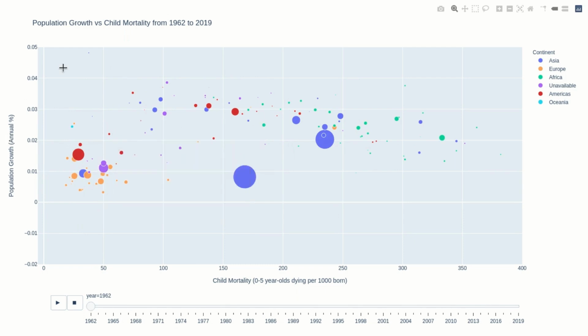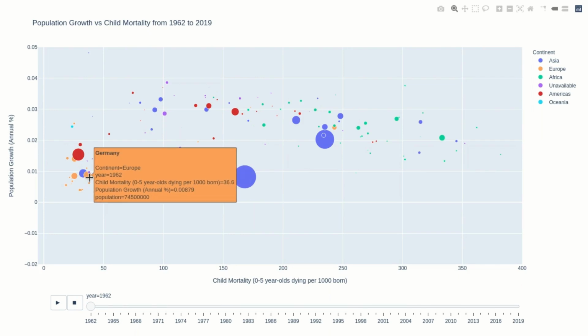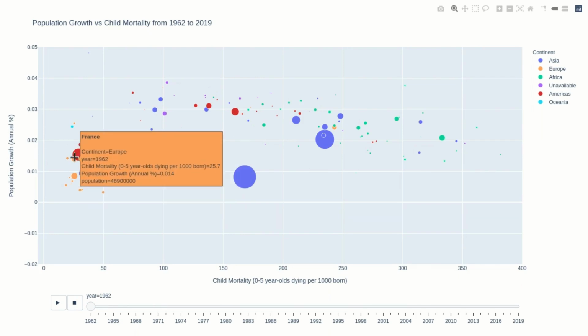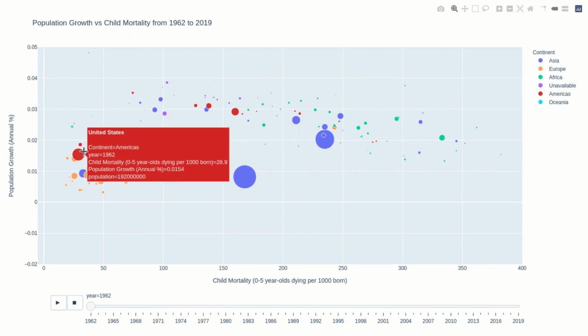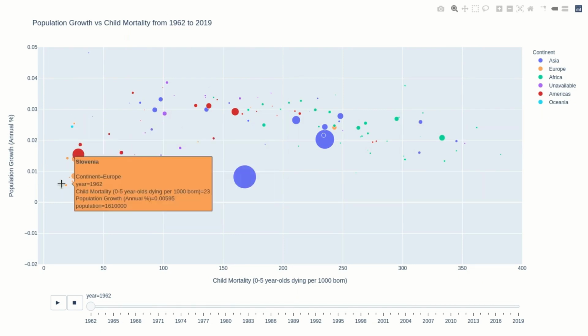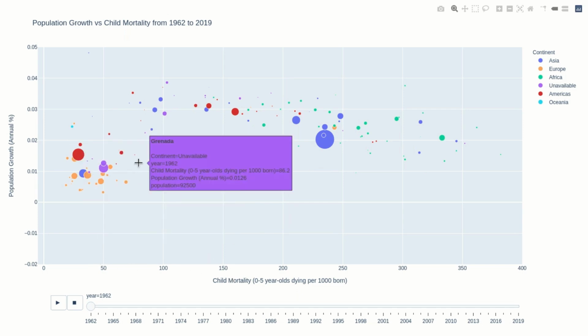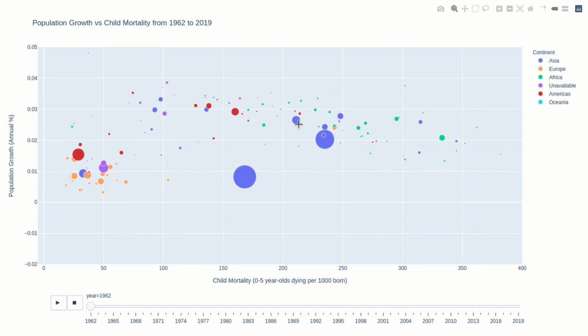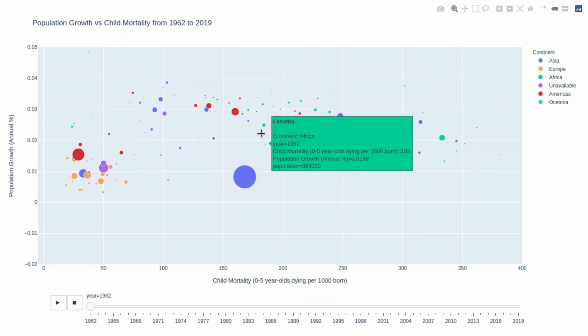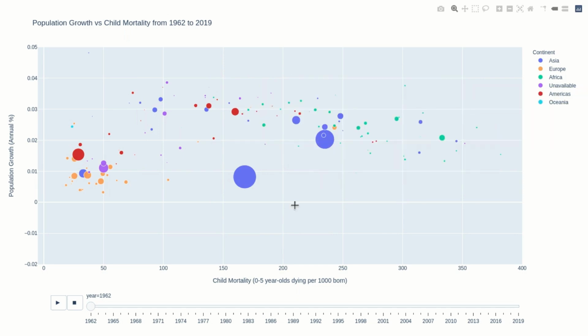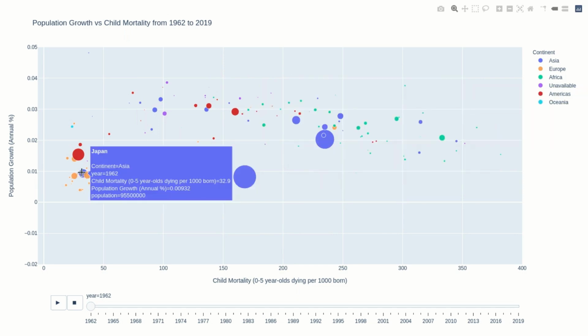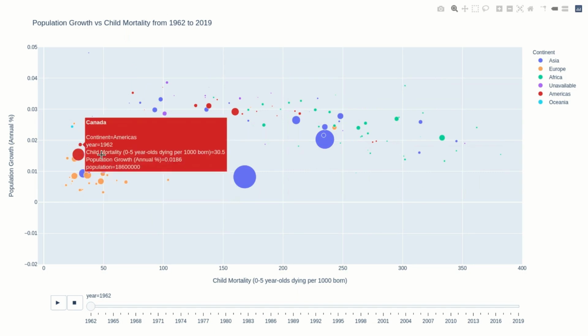And in the beginning, that is in 1962, we can see that European countries, which are these orange ones, and red ones, which are the American countries, are ahead in the sense that they have a very low child mortality rate compared to other countries, especially the African and Asian countries. The Asian countries mostly lie in the middle, while the African countries are the ones lagging behind. And there's Japan here though, which is on par with the European and North American countries.